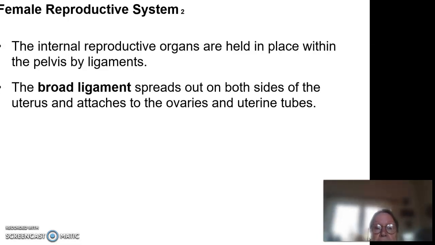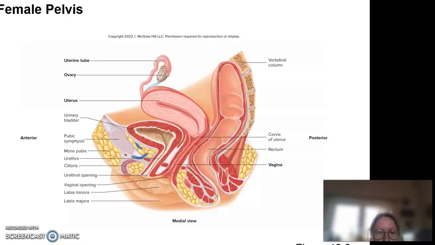You've got the broad ligament, which spreads out on both sides of the uterus and attaches to the ovaries and the uterine tubes. This broad ligament often stretches when a woman has had multiple births and the babies were large. So sometimes this broad ligament stretches and interferes with functioning in everyday activities. So they have to have it surgically repaired.